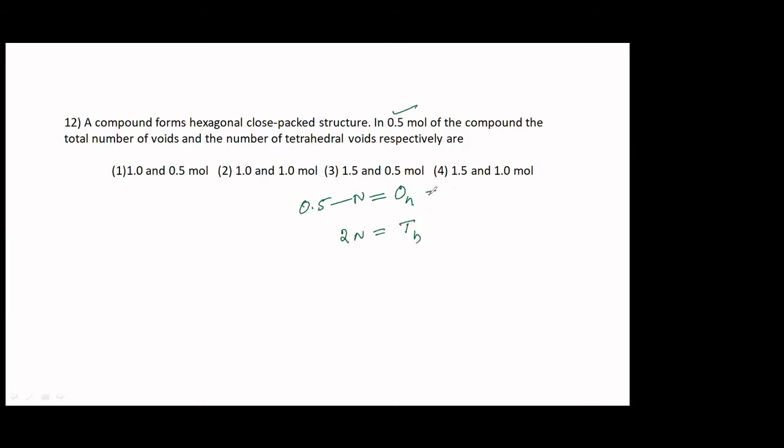So therefore, octahedral holes is equal to 0.5, tetrahedral holes is equal to 0.5 into 2, 1.0. So therefore, total number will be 1.5. And hence, the correct option has to be total number 1.5, tetrahedral voids 1.